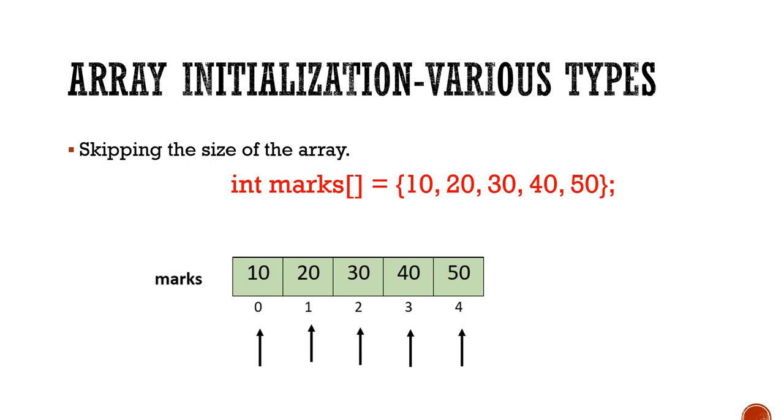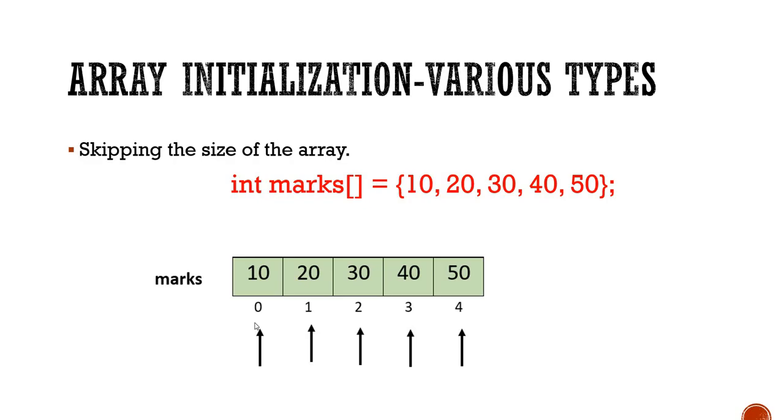So how many values have I initialized? 10, 20, 30, 40 and 50. So totally 5 values I have initialized for this variable called marks. So the size of the array now will be 5. So see the diagram. This resembles the values allocation.